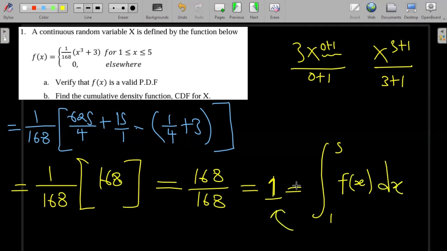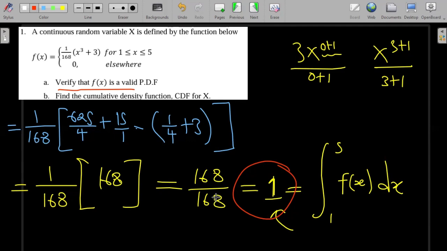Okay, so this proves that indeed this function here is a valid PDF. So that's how you verify or prove that something is a valid PDF. We have shown that it integrates to 1, so it's a valid PDF. Meaning that if our answer was not 1, then we would say that the function we've been given is not a valid PDF. Okay, so we are done with that one.